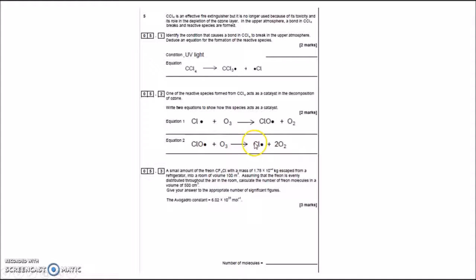The only thing that's left then, I've not used a Cl, there it is, and I've not used a dot. And what I've actually done is I've made a catalyst, because the Cl dot at the beginning of this equation has now reacted and reformed. So I've made a chlorine radical here. That unbonded electron makes it reactive, and so it's going to react again and deplete more and more and more ozone, and that's why there's a huge hole in the ozone layer.